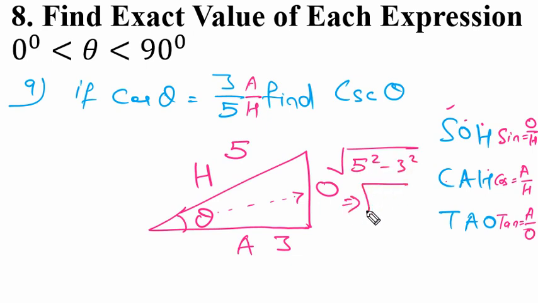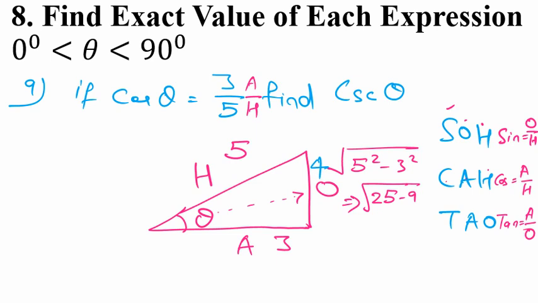Square root of 25 minus 9. That will give you square root of 16. So when you solve this, you will get 4. And you can also tell by the Pythagorean triple that if two sides are 5 and 3, the other side is 4. Or else you can just solve it.